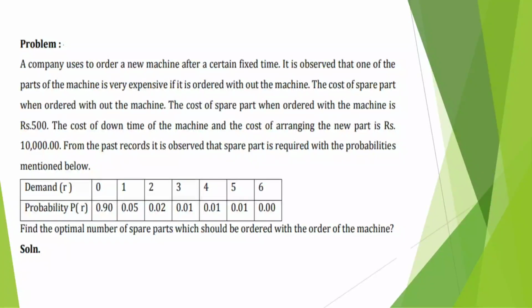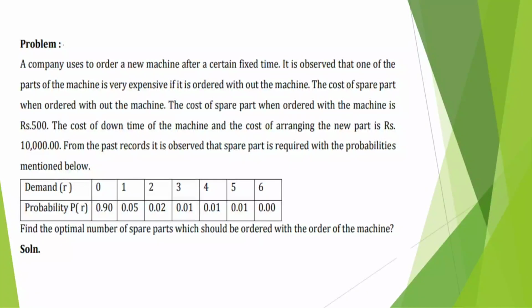Let us see one more problem. A company orders a new machine after a certain fixed time. It is observed that one of the parts of the machine is very expensive if it is ordered without a machine. So here the cost of spare parts when ordered without the machine. We have the cost for spare part when ordered with the machine is rupees 500. The cost of downtime of the machine and the cost of arranging the new parts is rupees 10,000.